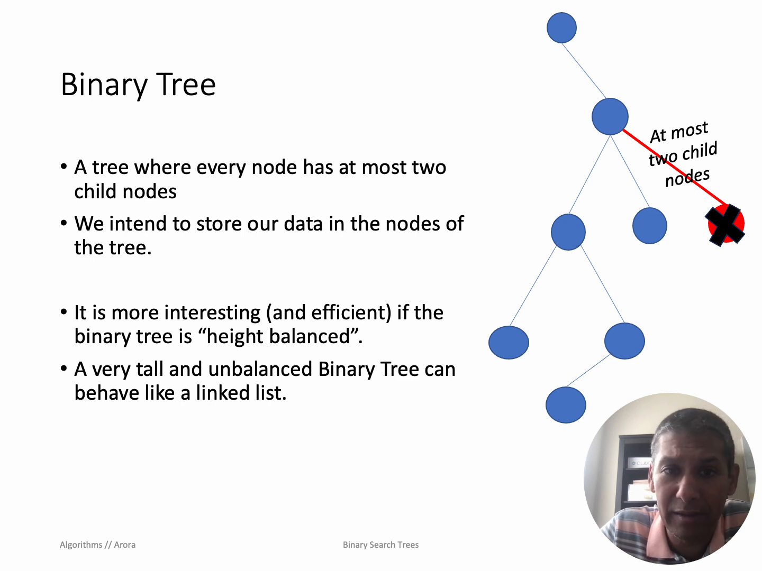But other than that, this is a perfectly good binary tree. This node does not have 2 child nodes. This one has only 1. Either way, it's fine as long as no node has more than 2 child nodes.